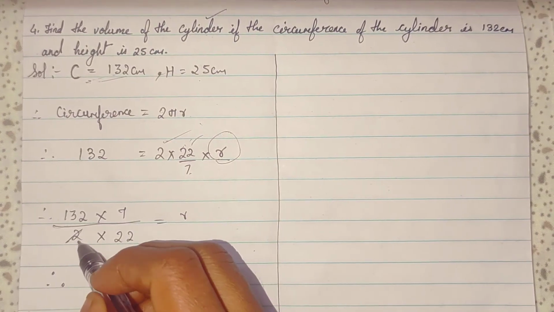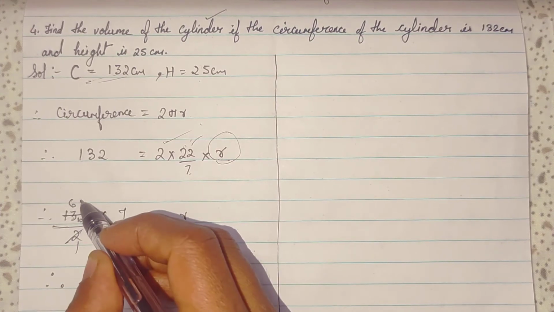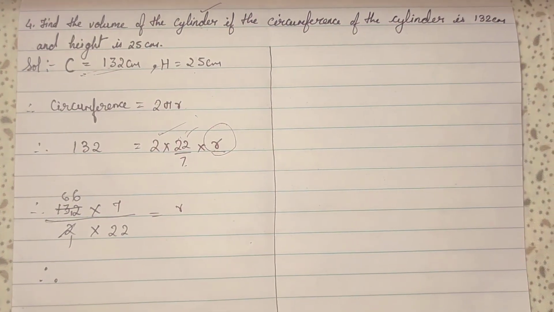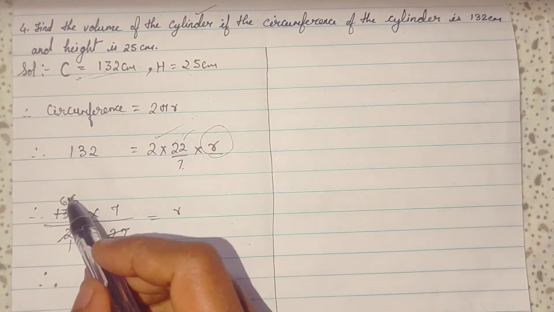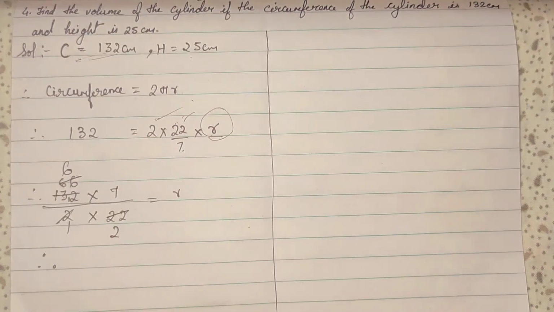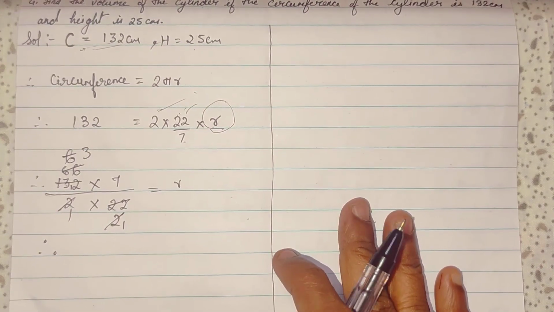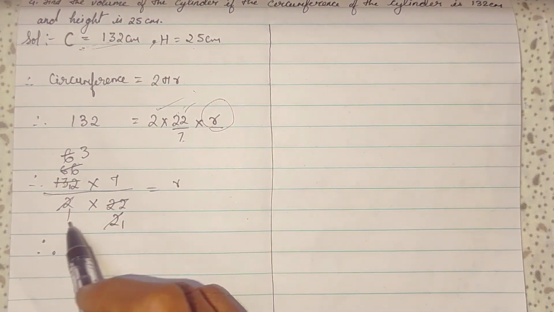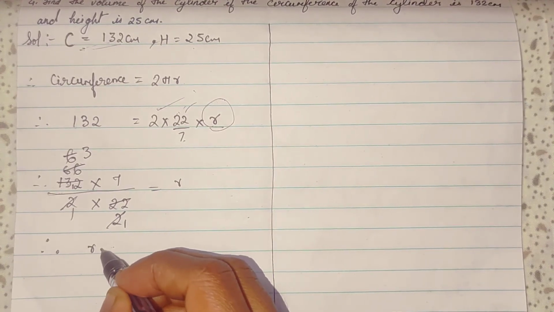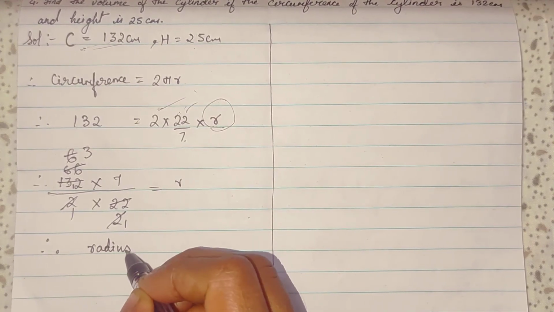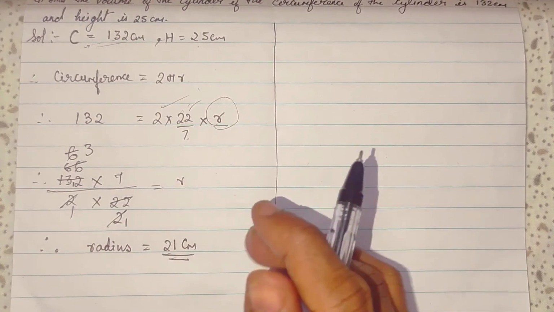Now cancellation. 2 1s are 2, 2 6s are 12. From 13, 12 goes, 1 is left. 2 6s are 12. 11 2s are 22. 11 6s are 66. 2 1s are 2, 2 3s are 6. So the denominator is cancelled, 1 is left. So 3 7s are 21. Therefore radius is equal to 21 centimeter.